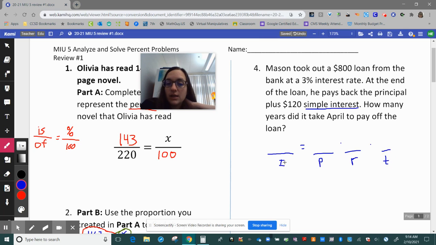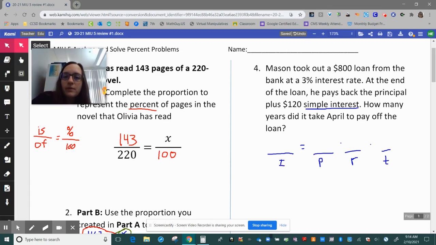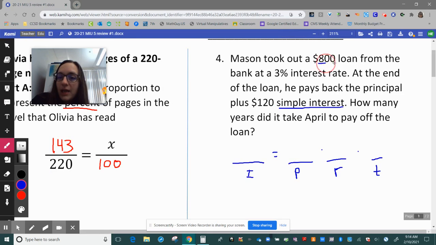So we have our interest that we are making off of it, our principal, the original amount we put in, our rate as a decimal, and then our time. So let's see, we're going to start with the 800 here since it's the beginning of the sentence. We'll go that way. So if Mason took out an $800 loan from the bank at a 3% interest rate, if he took out that loan, that means that's our original amount. So the original amount is $800. 3% interest rate. Okay, there we go, our rate.